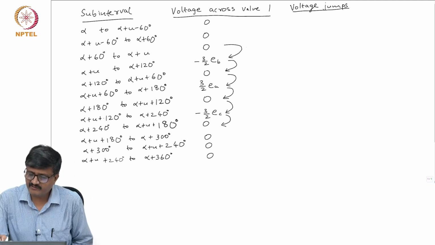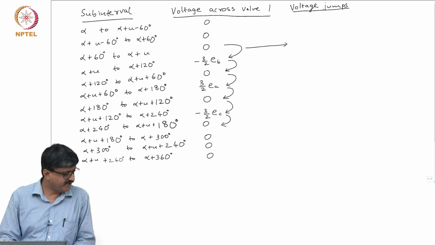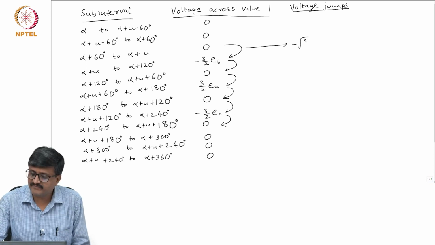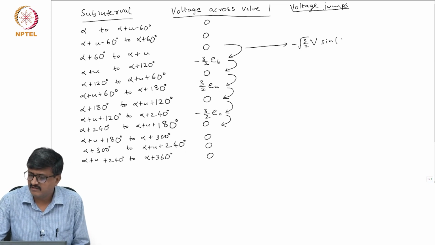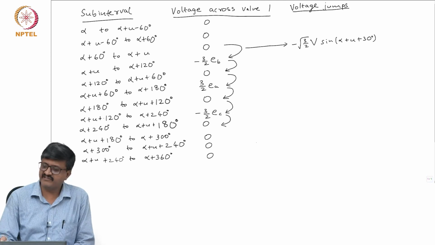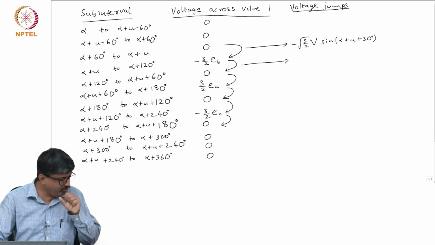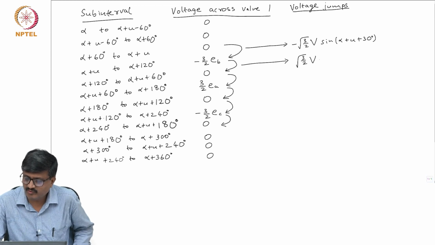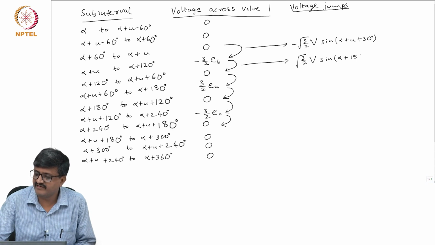If I take these expressions and substitute the appropriate values of omega t, I will get these expressions for voltage jump: minus root 3 by 2 V sine alpha plus u plus 30 degrees. That is the first voltage jump. I will leave it to you to verify this. The second voltage jump is, sorry, 3 by 2 V sine alpha plus 150 degrees.